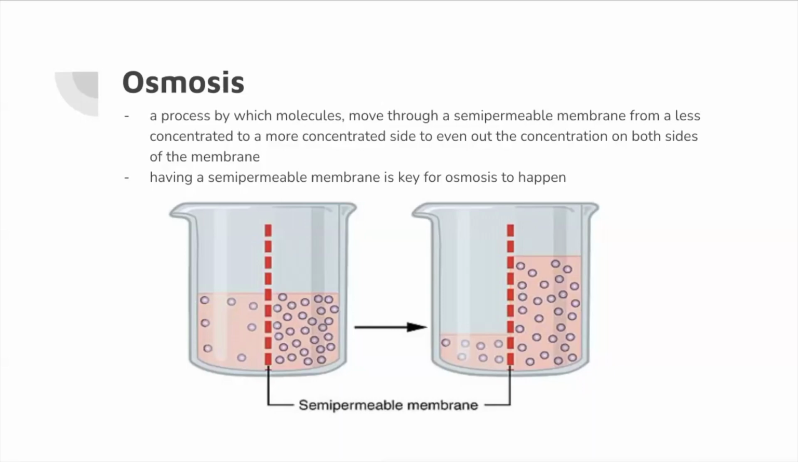And just to note, having a semi-permeable membrane is key for osmosis to happen, without it, it's just diffusion, or it's given another name. So as you can see in the visual, the molecules are being moved from a less concentrated to more concentrated side of the membrane. And now we're going to talk about homeostasis.